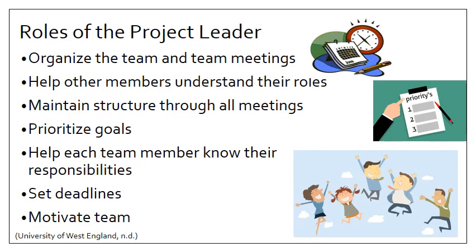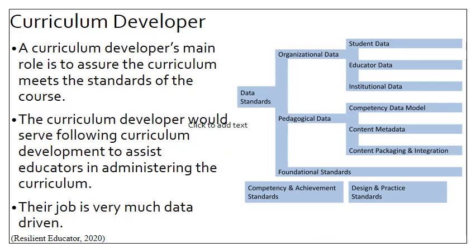The roles of the project leader are as follows. First, organize the team and the team meetings. Second, help other members understand their roles. Maintain structure through all their meetings, and of course prioritize what goals they need to focus on. They should also help each team member know their responsibilities of what they are going to do as part of the team, as well as setting those deadlines to keep everyone in pace and to help motivate the team as well.